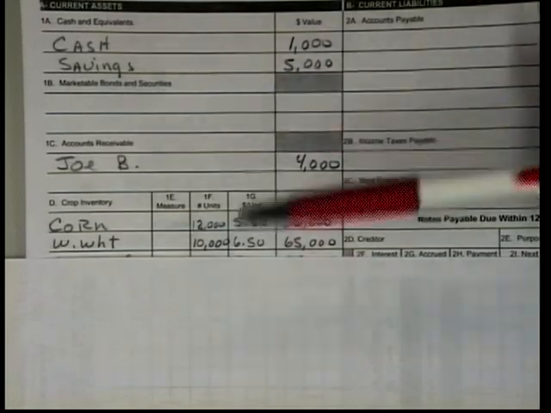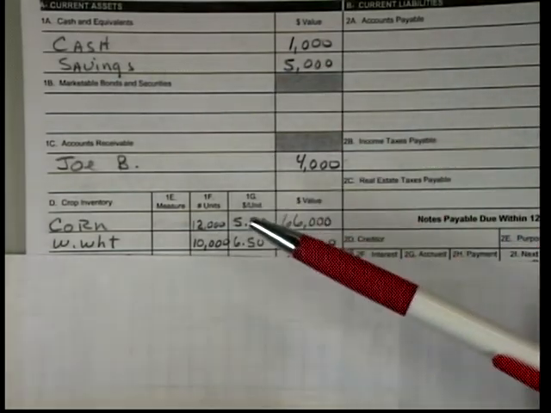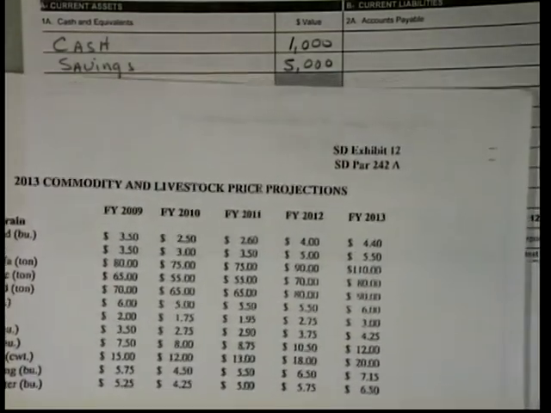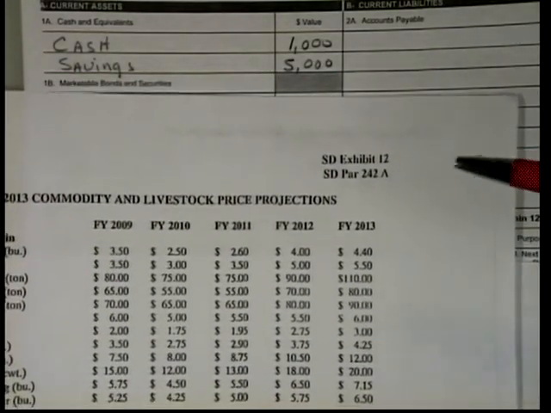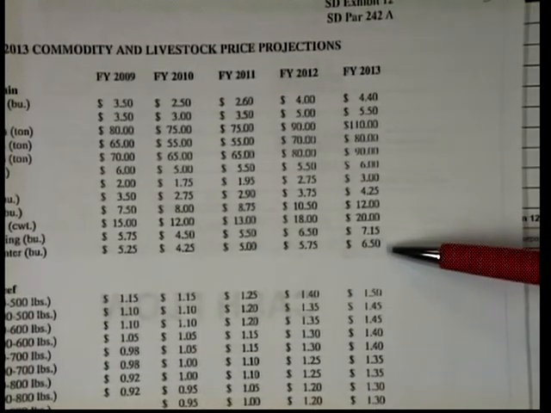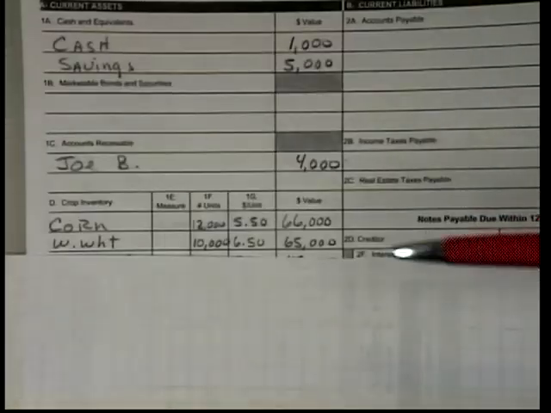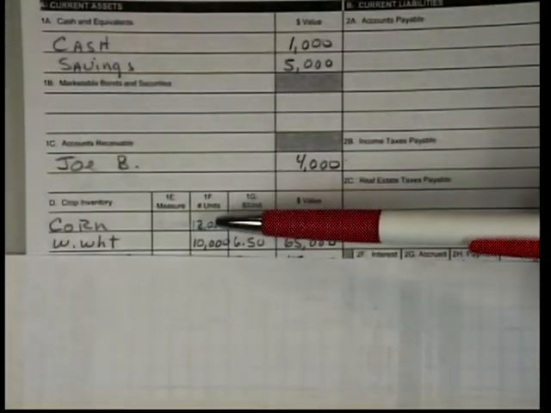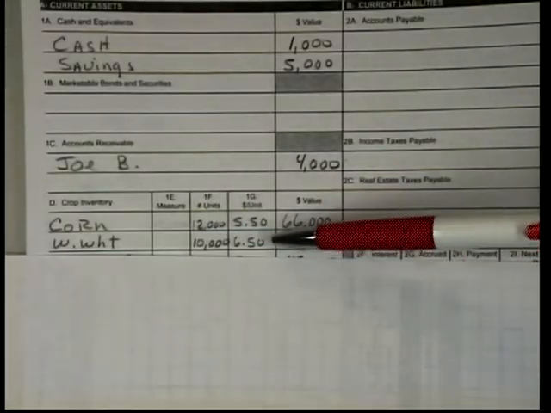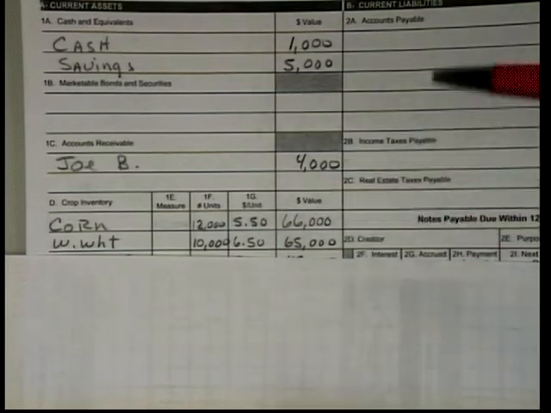All right, the next is I have winter wheat. I got 10,000 bushels of winter wheat in the bin at the elevator somewhere, but it's mine. And on a balance sheet value is $6.50 a bushel. So the mathematical calculation is a good one for us. 10,000 bushels at $6.50 a bushel, that's $65,000.